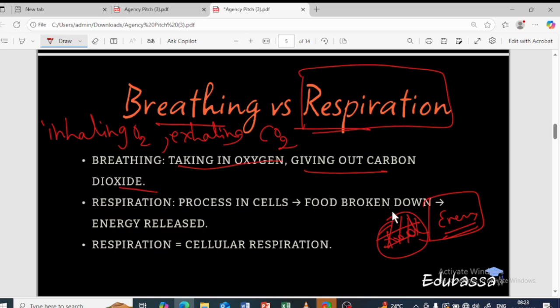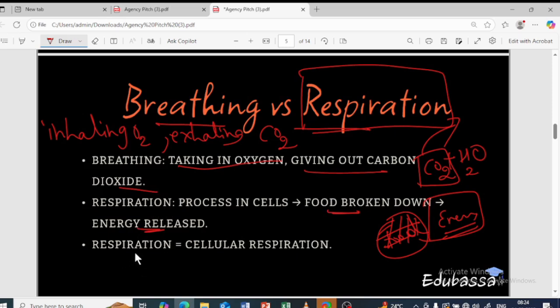After the breaking down of the food, it not only produces energy, it produces carbon dioxide as well, and water. This carbon dioxide will be removed out of the body because it is not important for our body. It is toxic to our body. So it has to eventually be removed by which process? By the breathing process. So both are interconnected, but both are not the same, right? The carbon dioxide will be removed, then the water is used up again by the body. Clear? So respiration is nothing but food is broken down and energy is released.